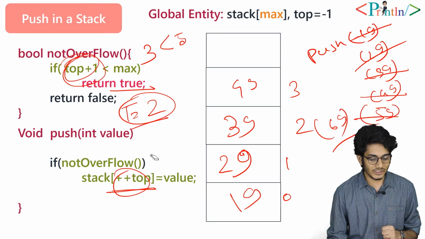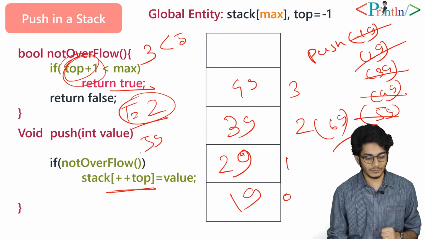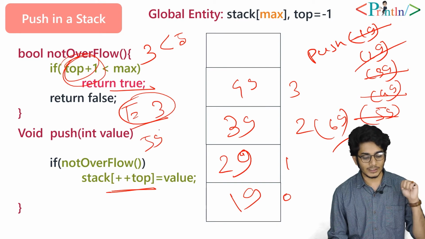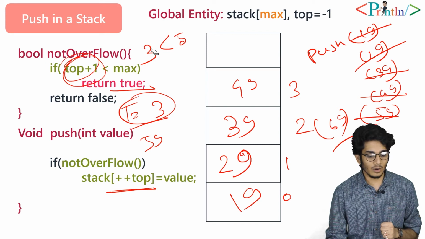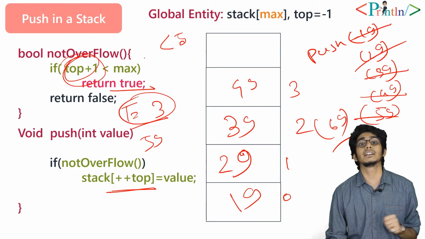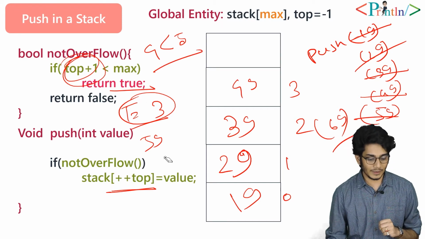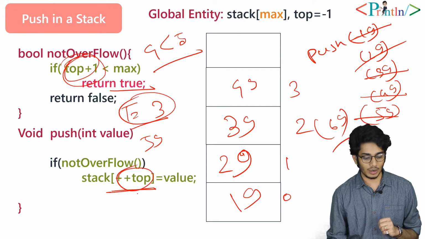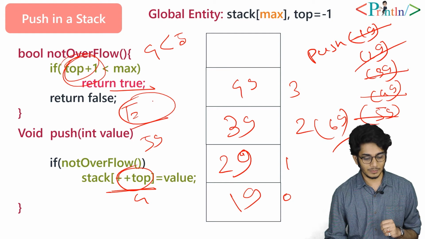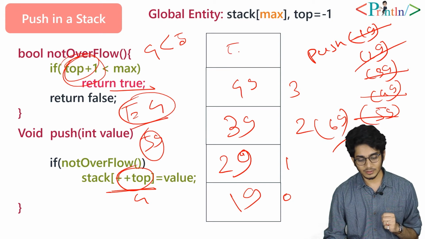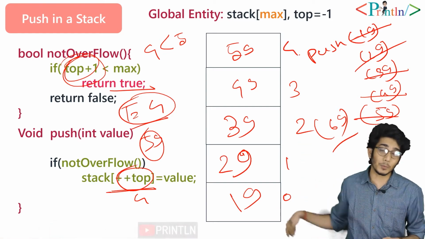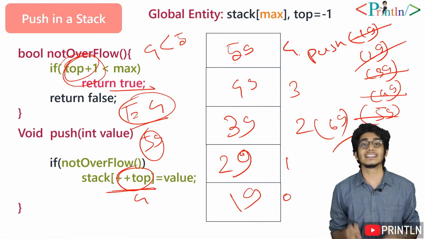We'll check that for 59, what is the value of the top? The value of the top is 3. Now we'll check that 3 plus 1 is what? 3 plus 1 is 4. 4 is also less than 5. Then we'll increment the value of the top. It will be 4. Then we'll insert 59 at the fourth position. So I think this portion is clear, how we can insert anything into a stack.